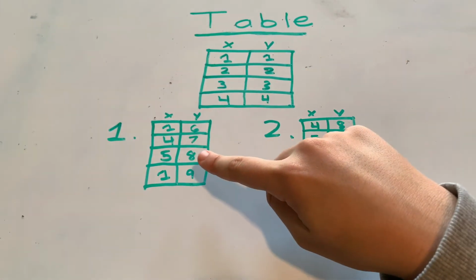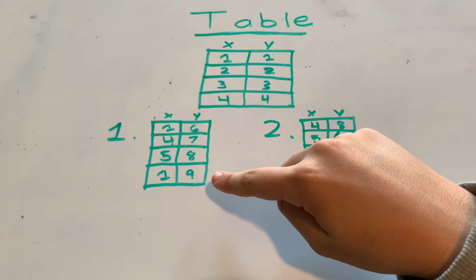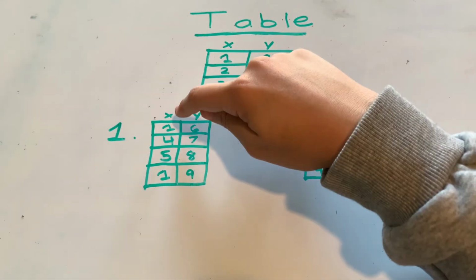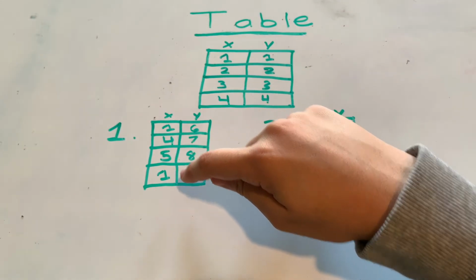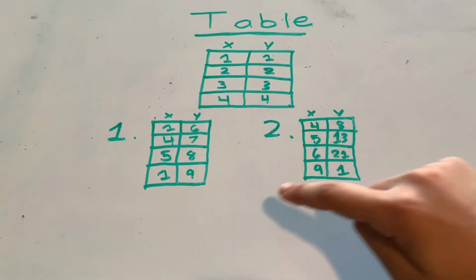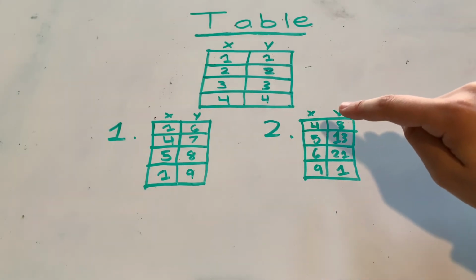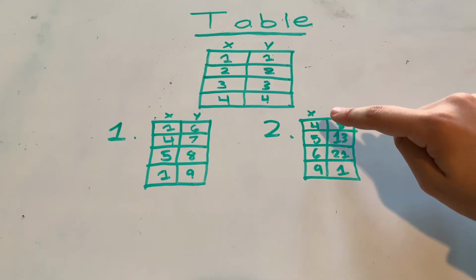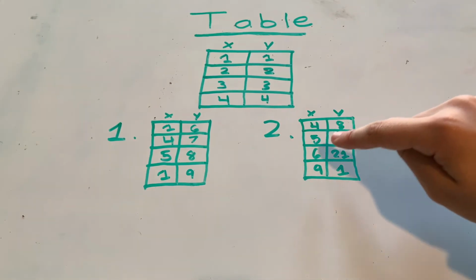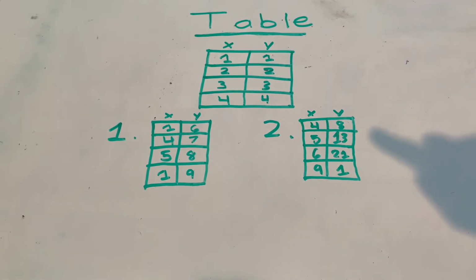Now let's go down to number 1. Do we see any repeated x values? 1, 4, 5, 1. Oh, there's two 1s. So that would mean this is not a function. And then lastly, let's go to number 2. Are there any repeated x values? 4, 5, 6, 9. No, so then this is a function.